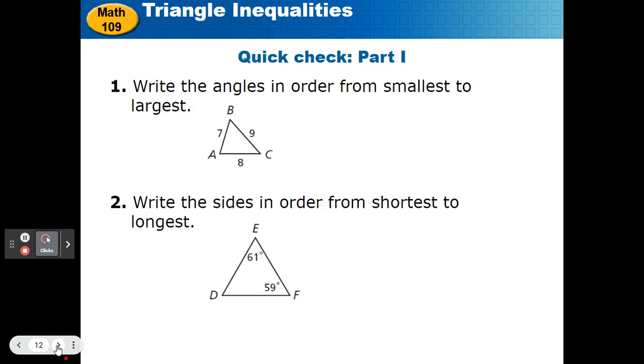Okay, here's a quick check. Let's write these angles in order from smallest to largest, and then write the sides in order from shortest to longest. So take a moment to pause this video, write down your answers, and make sure that they check out. Please notice here, I did not use the inequality symbols, and therefore I did not use the measure symbols, and my segments are all wearing their little hats.